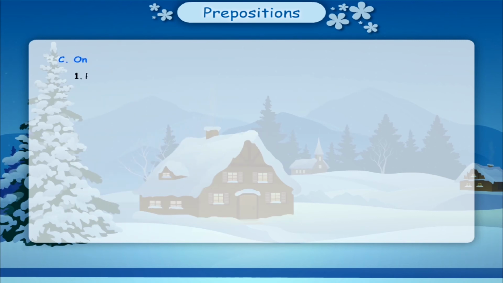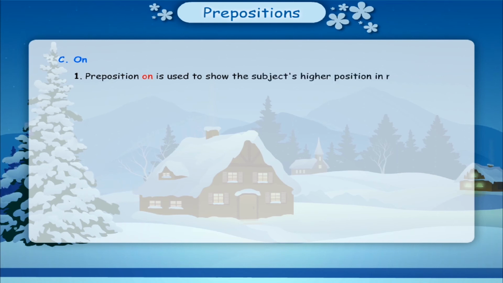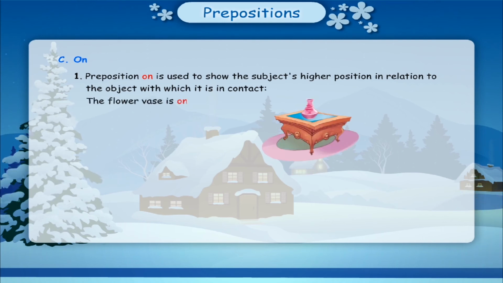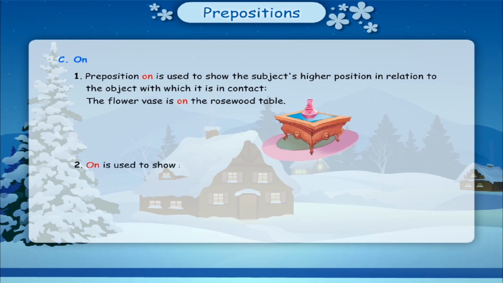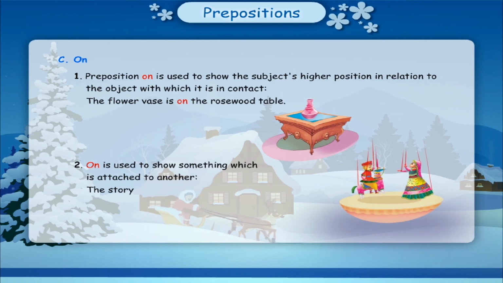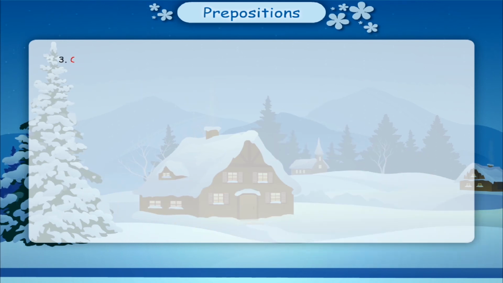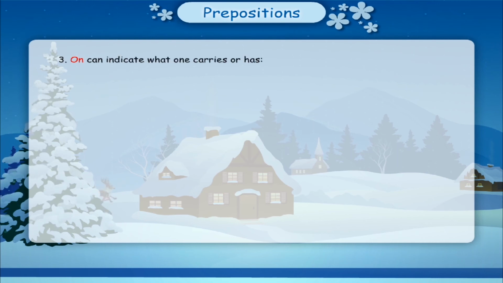On. Preposition on is used to show the subject's higher position in relation to the object with which it is in contact. The flower vase is on the rosewood table. On is used to show something which is attached to another. The story is about a puppet on a string. On can indicate what one carries or has. I have only 100 rupees on me.